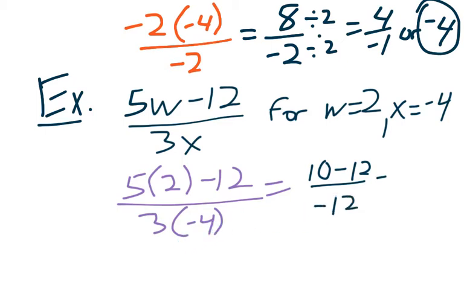Now I'm still going to simplify that top part. 10 minus 12 gives us negative 2 over negative 12. I divide by my common factor of 2, and I get negative 1 over negative 6.